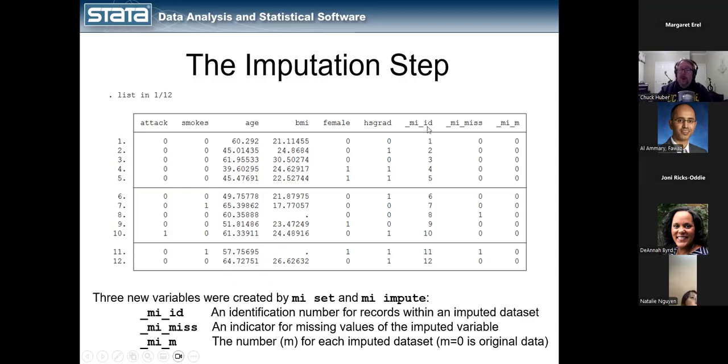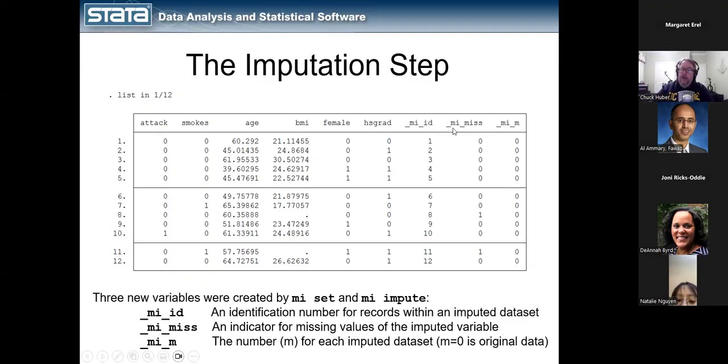And then underscore mi underscore id keeps track of the ID within each imputed data set. So there's going to be ID 1 for data set 0, ID 1 for data set 1, ID 1 for data set 2, all the way through 5. Okay. So it's there just as an accounting thing. It needs to keep track of which observation is now going with which data set.